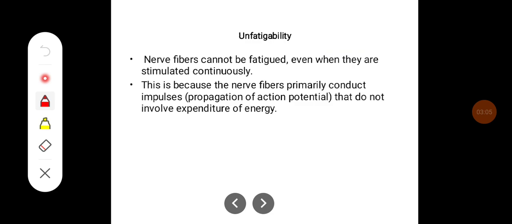Unfatigability. Nerve fiber cannot be fatigued even when they are stimulated continuously. This is because the nerve fibers primarily conduct impulses, that is propagation of the action potential, that do not involve expenditure of energy.